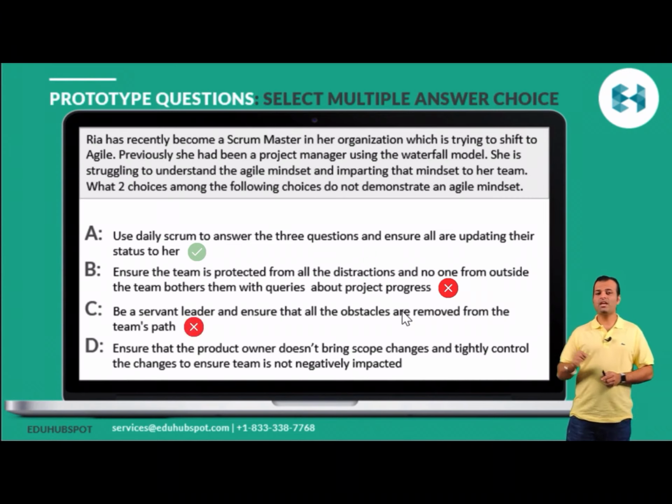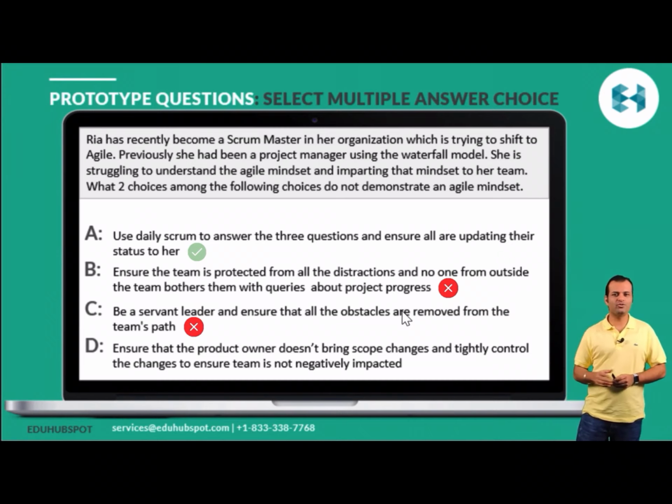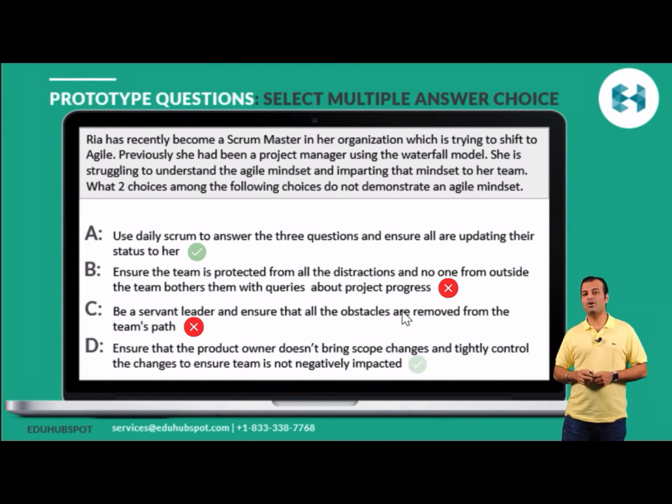And lastly, ensure that the product owner doesn't bring scope changes and tightly control the changes to ensure that the team is not negatively impacted. Okay, this is a wrong answer choice. Basically, this is a particular principle which does not demonstrate an agile mindset. Agile is all about changes. It embraces change. And option D is saying you should not bring scope change, which is absolutely wrong. So your correct answer choices were A and D.